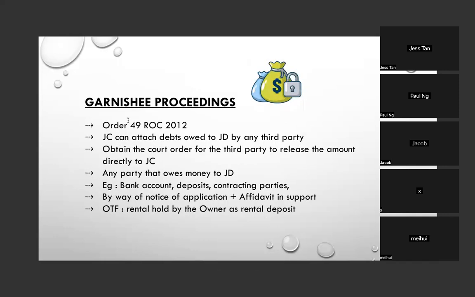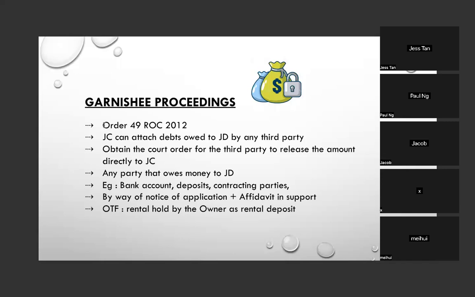The first one I will suggest is regarding the garnishee proceedings. Why are we going for garnishee? Garnishee is for those against a third party where we know that there are bank accounts or deposits. From the facts itself, they have mentioned that the defendant is renting a shop unit.